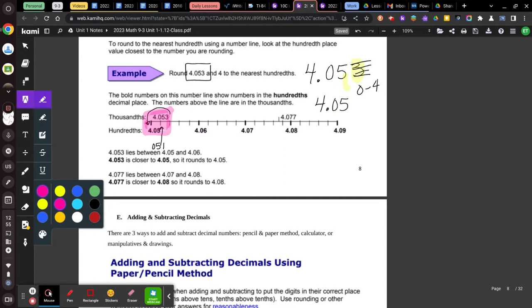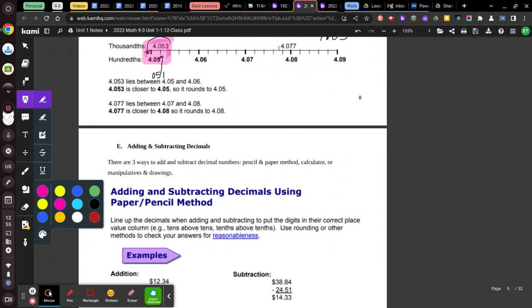So you can use your number line, or you can just use the digits themselves. Now, if you're using only the digits, whatever place value they want you to round, you have to look at the digit right next to it on the right. You don't look at the left, you look at the one on the right. So let's try one without a number line.